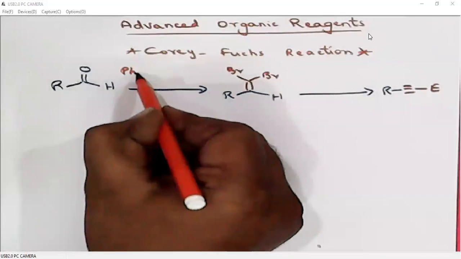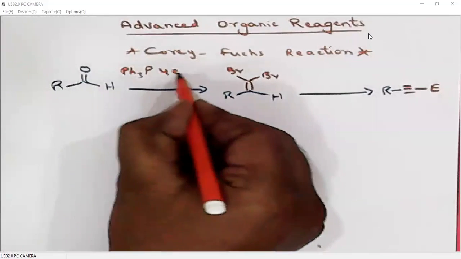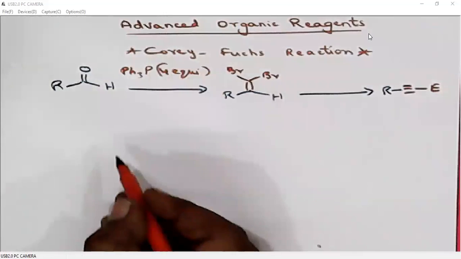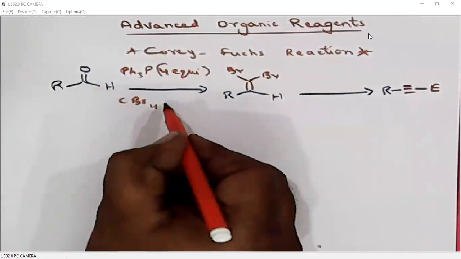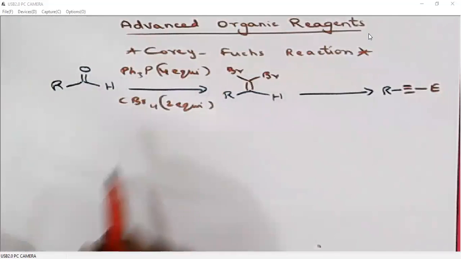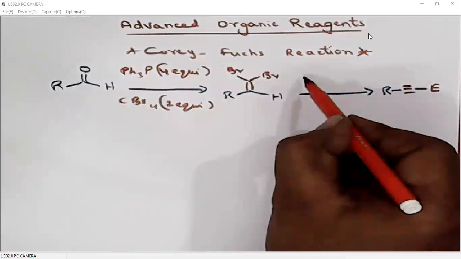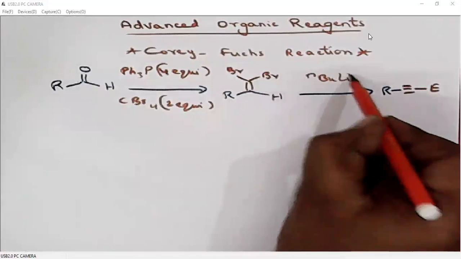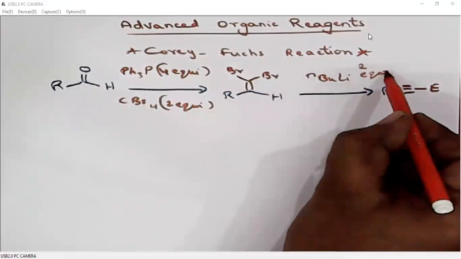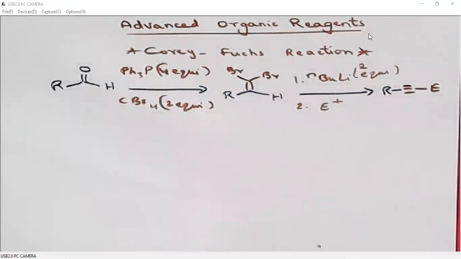We will use 4 equivalents of triphenyl phosphine and 2 equivalents of tetrabromomethane. So this reagent will convert the aldehyde into 1,1-dibromoalkene. Then we will use n-butyl lithium, a strong base, 2 equivalents, followed by an electrophile, either H plus or any other electrophile.